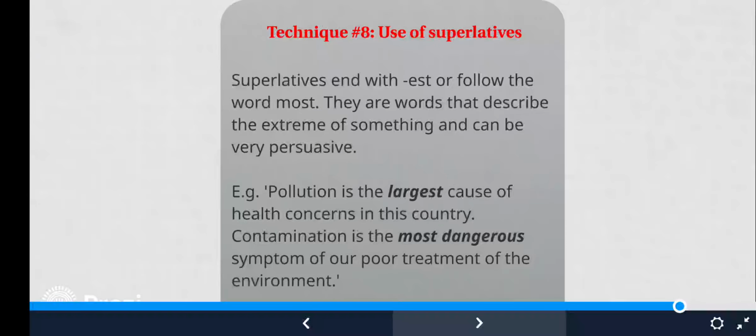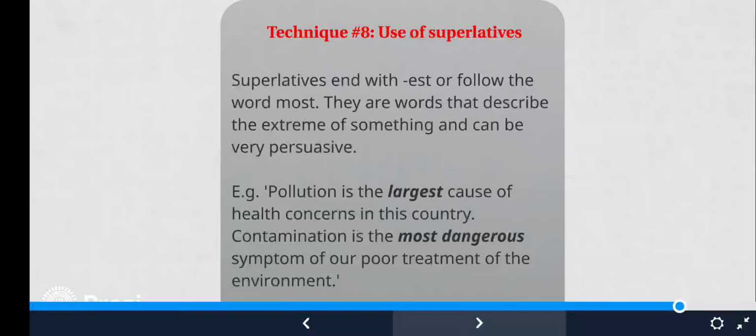And finally, we use some superlatives. For example, superlatives that end with est or follow the word most. They are words that describe the strength of something and can be very persuasive. Pollution is the largest city health concern in this country. Contamination is the most dangerous symptom of our poor treatment of our environment.